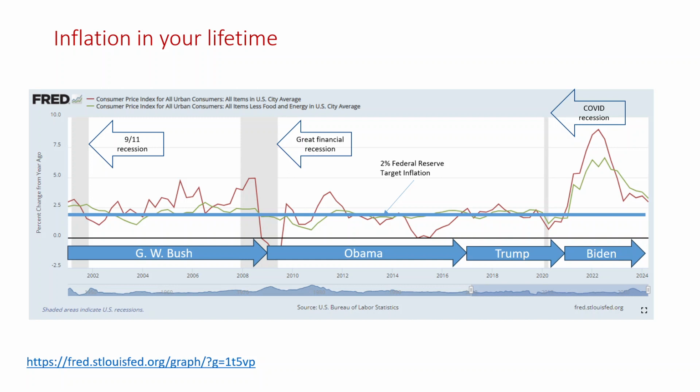The red line is all items taken together. The green line is less food and energy. So you can see the red line is often very high. It means food and energy is much more volatile. They rise and fall. But what do we have to buy? We have to buy food and energy. What we don't have to buy is a lot of things that are in the rest of it. But nevertheless, you can see it looks like it's decreasing.